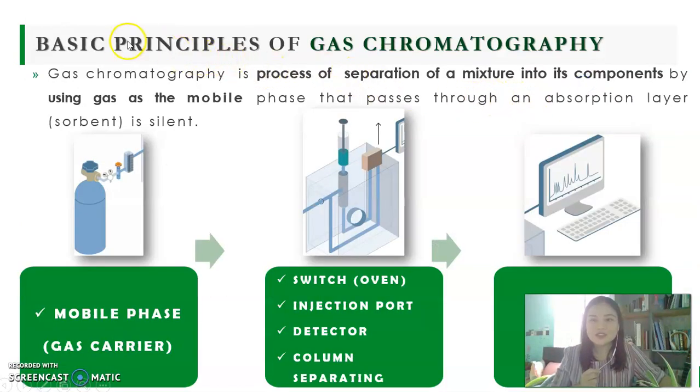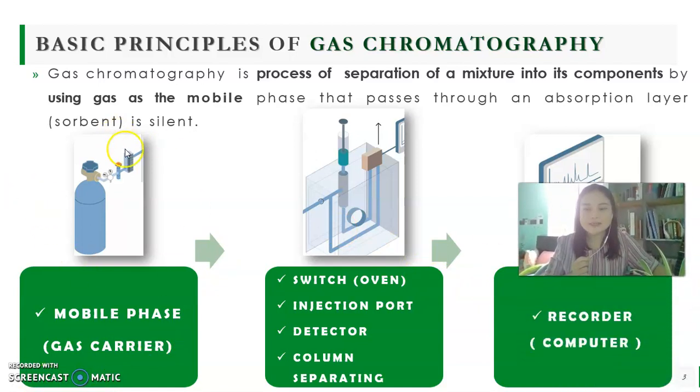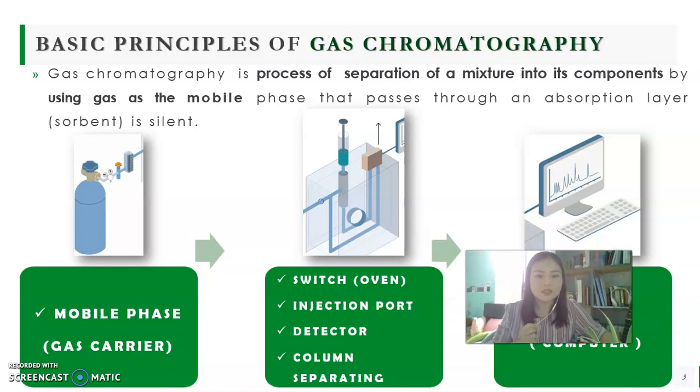Okay, first I will show the basic principle of gas chromatography. Gas chromatography is a process of separating a mixture into its components by using a gas as a mobile phase. As we can see, there are three parts of the gas chromatography system. The mobile phase, which uses gas as a carrier, and then the oven, which contains the switch, injection port, detector, and separating column, and lastly, the recorder, which is the computer.